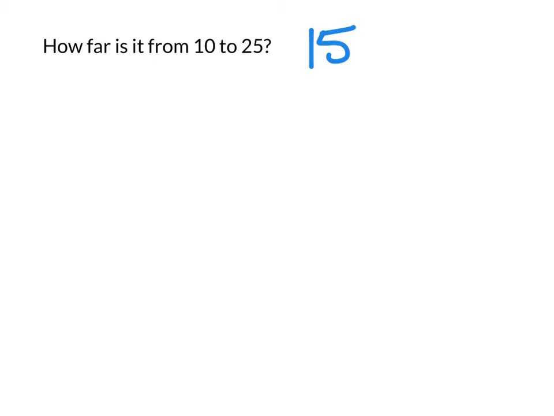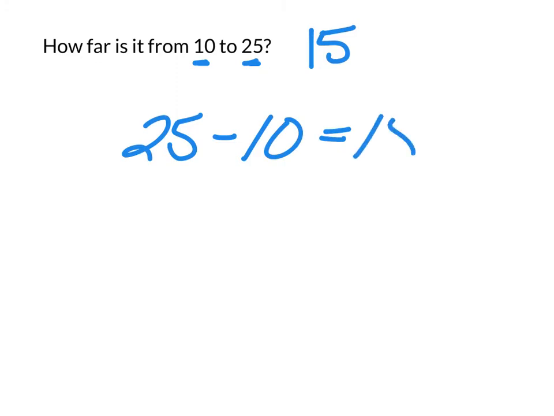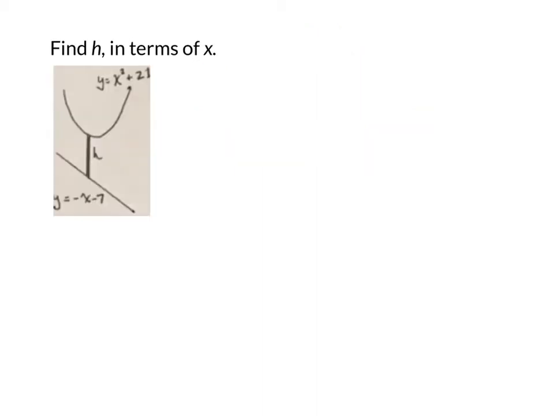When you break it down and think about how you do that, you recognize that you have two numbers. You distinguish which number is the larger number and which is the smaller number, and you say, well, 25 is bigger, so I'm going to take 25 minus 10 to get that 15. So we recognize what's bigger and we use subtraction. That's how we find distance, because we want to find the distance between these two curves.